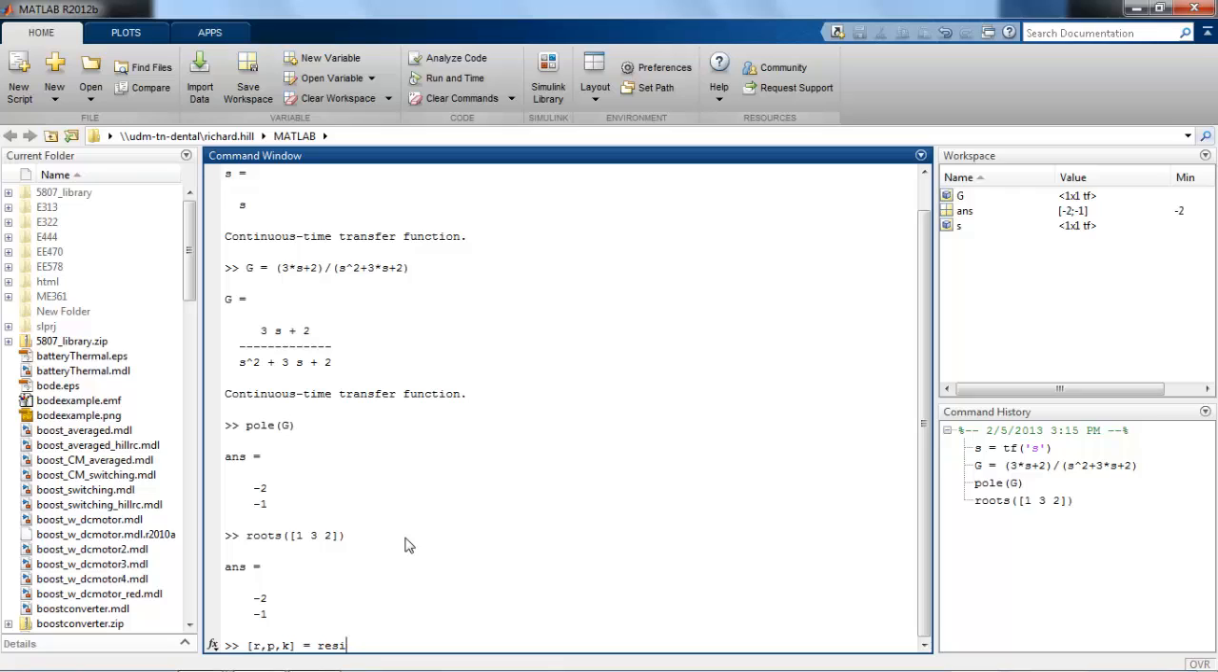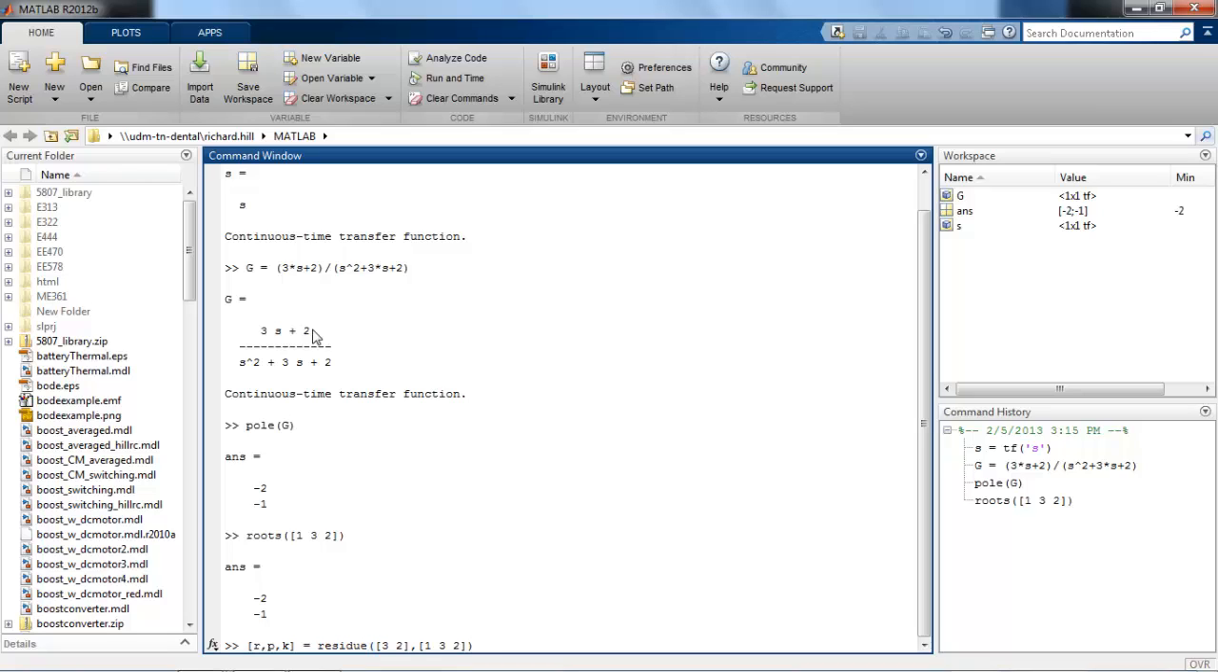The command itself is the residue command, and we feed it a vector b and a vector a, shown here, where b is the coefficients of the numerator and a is the coefficients of the denominator. So our numerator was 3s plus 2, so we will feed it a vector with 3 and 2. The denominator was a vector, well, it has coefficients of 1, 3, and 2.